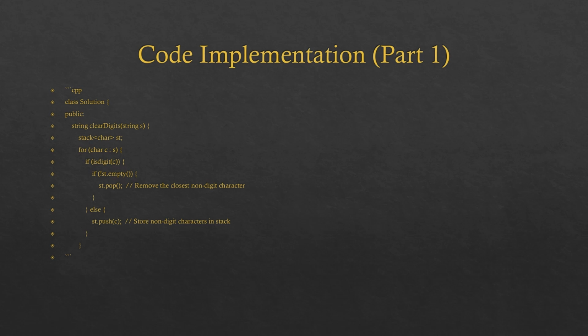Here's the first part of the code. We begin by defining a class called Solution and a function clearDigits that accepts the input string s. We initialize a stack to keep track of the non-digit characters. As we loop through the string, we check if each character is a digit or not. If it's a digit, we pop the stack, removing the closest non-digit character. Otherwise, we push the non-digit character onto the stack.